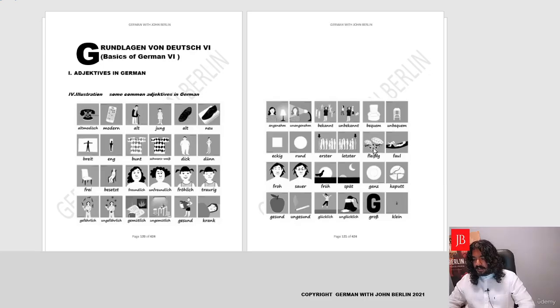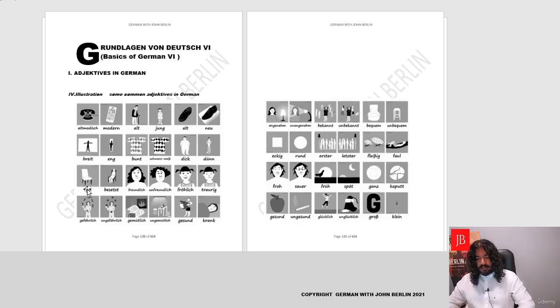Then we have these ants working hard, carrying leaves. So they're called Ameisen in German, and they have this adjective fleißig. They are hardworking. So we'll say sie sind fleißige Ameisen. They are hardworking ants, and this looks to be a lazy man. Das ist ein fauler Mann. Perfect. So again, a combination, hardworking and lazy.